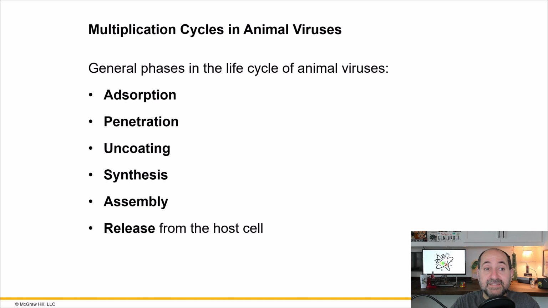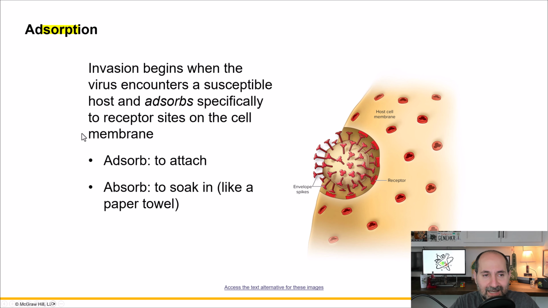All right, next moving on to the multiplication cycles in animal viruses. This is known as the life cycle of an animal virus, but remember, this term life is used loosely here because the viruses are not alive, but this is still known as a life cycle of a virus. Remember the steps here: adsorption, penetration, uncoating, synthesis, assembly, and release. So let's go through each.